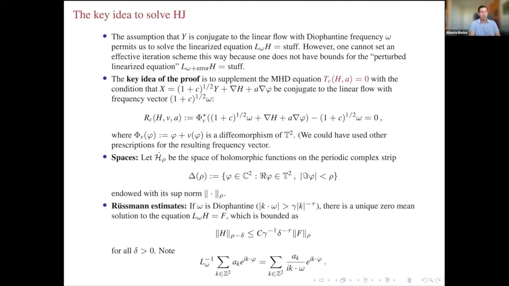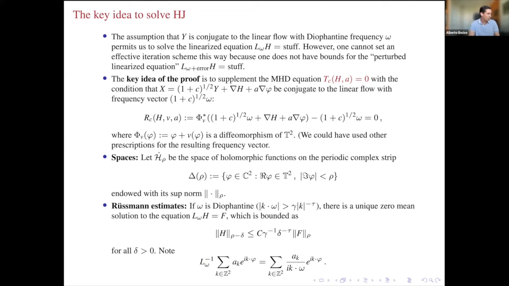So that is the key idea of the proof. As long as we have that, we will be able to iterate, and we will eventually get a solution. How are we going to set the scheme? Well, since we want to apply Cauchy-Kovalevskaya, we want analytic functions, so we will use analytic norms, which are defined in the usual way. And as I mentioned, as long as the frequency is Diophantine, we are going to have nice estimates.